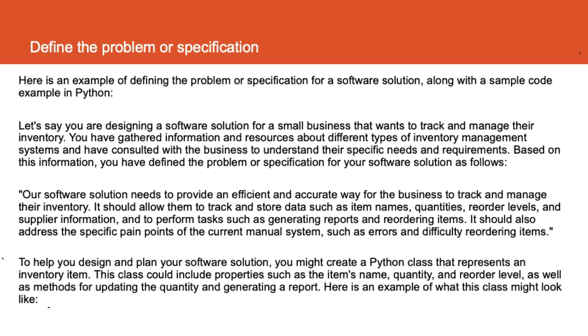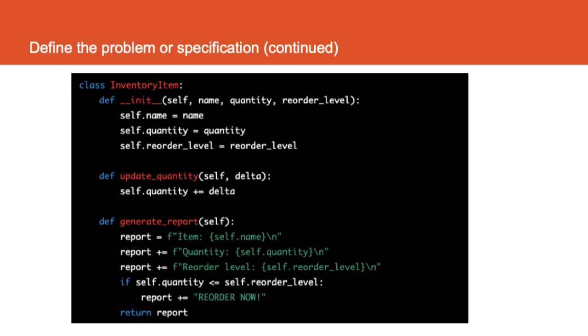To help you design and plan your software solution, you might create a Python class that represents an inventory item. This class could include properties such as the item's name, quantity, and reorder level, as well as methods for updating the quantity and generating a report. Here is an example of what this class might look like. This class includes a constructor that initializes the name, quantity, and reorder level properties of the inventory item, as well as a method for updating the quantity and a method for generating a report.